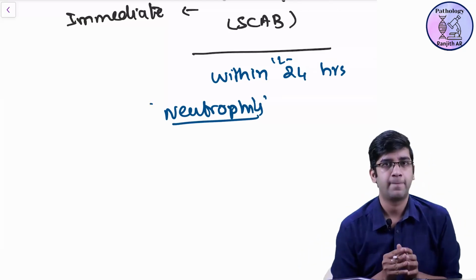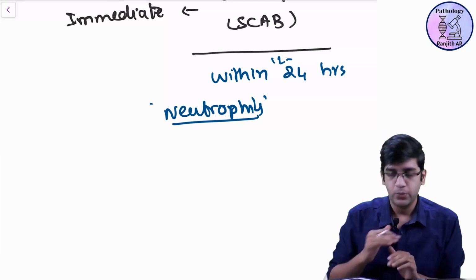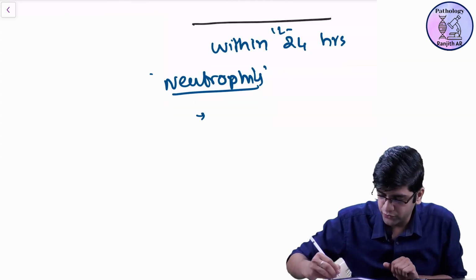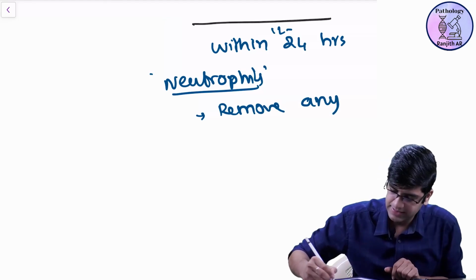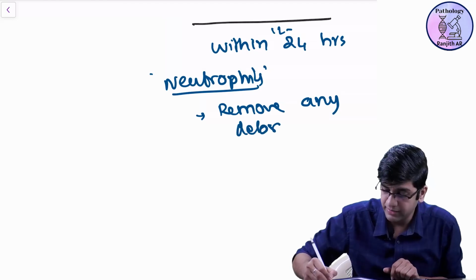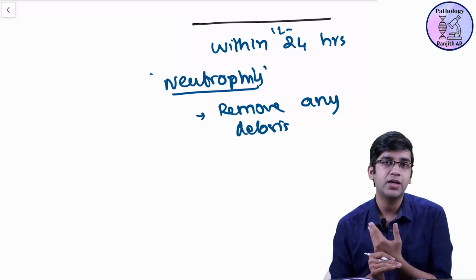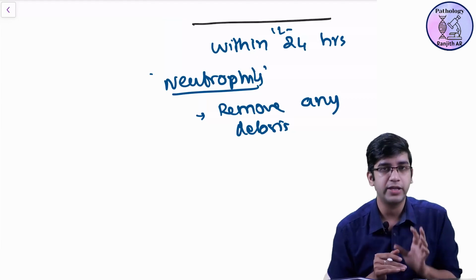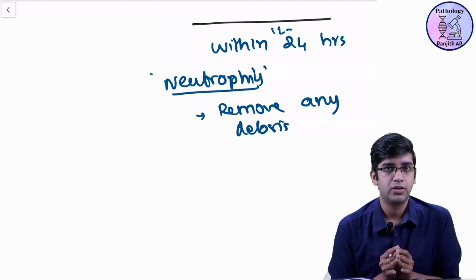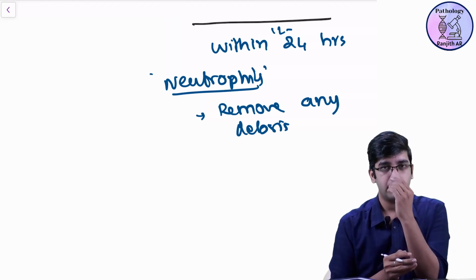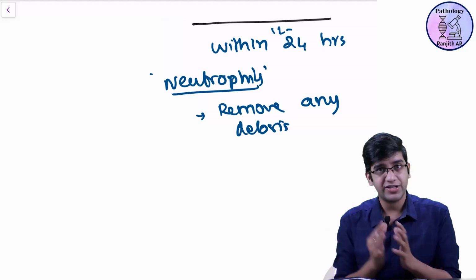Lots of neutrophils. Lots and lots of neutrophils. Once I have neutrophils in the scab, the function of neutrophils is to remove any debris. This debris includes dirt as well as bacteria. It's going to remove the debris. Once my debris is taken care of, I need one more guy to come inside, who's going to be my macrophage. Right? Macrophage will come inside.